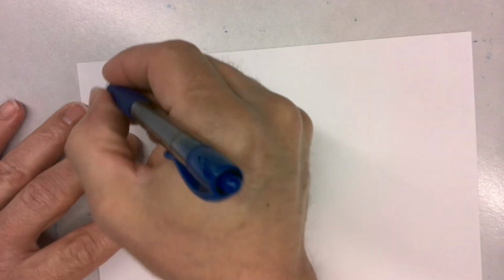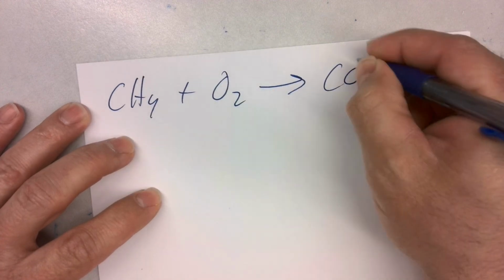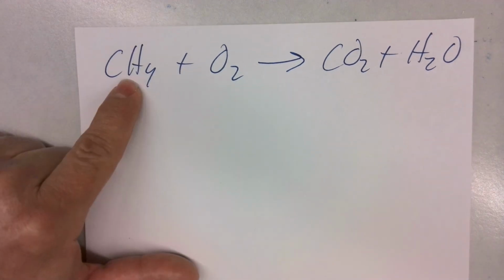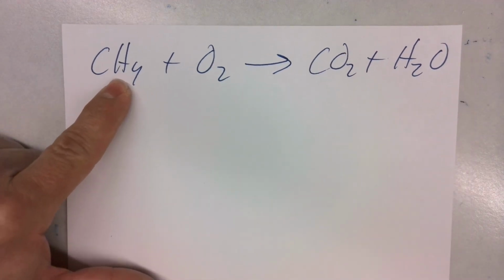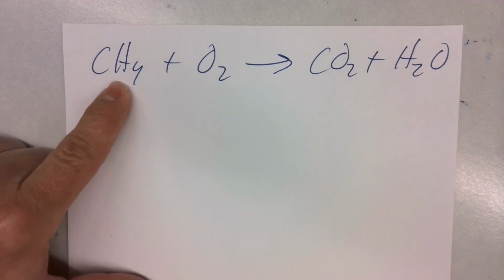So let's say I did this. Let's say I went CH4 plus O2 yields CO2 plus H2O. Okay? Now, what do we know about H? What is H going to be 99% of the time? What's its oxidation number going to be?